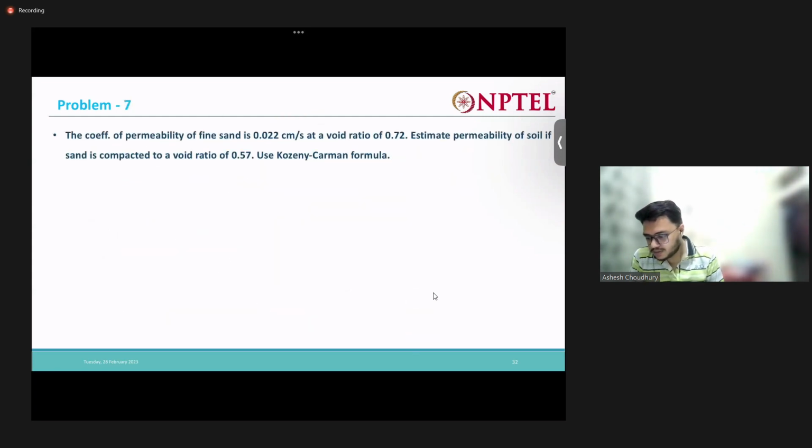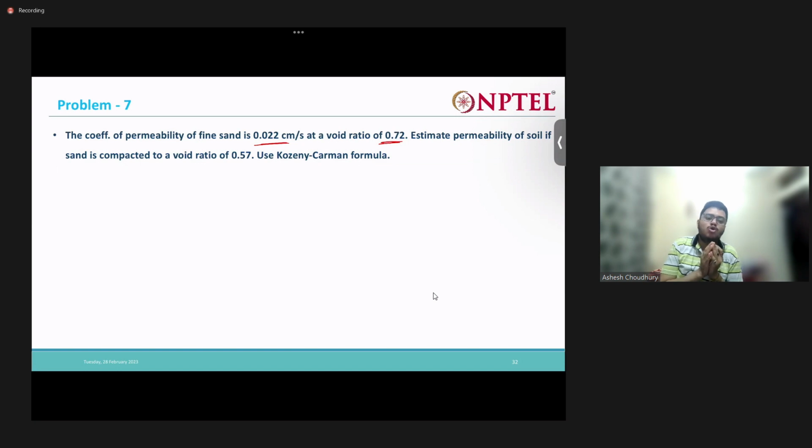Okay. The next question: the coefficient of permeability of fine sand is this much, at a void ratio of this much, it's given. Estimate the permeability of the soil if the sand is compacted to a void ratio of this much. Use the Kozeny-Carman formula. So in here it is given that at one void ratio we have a coefficient of permeability. Now if the sand is compacted, see, it's granular soil, coarse soil.